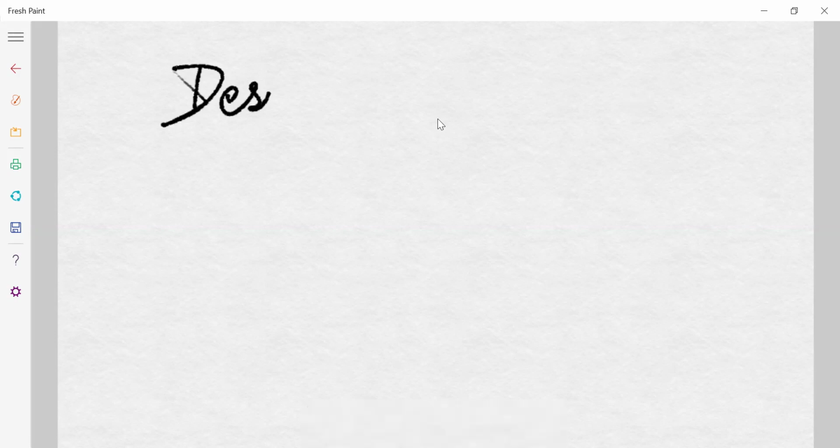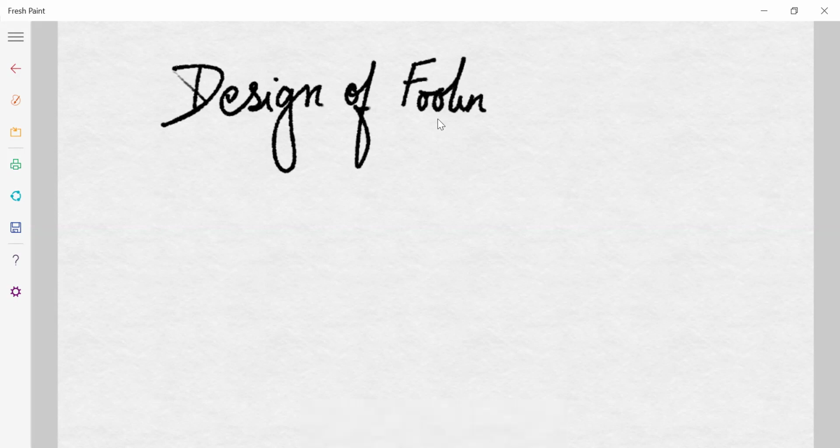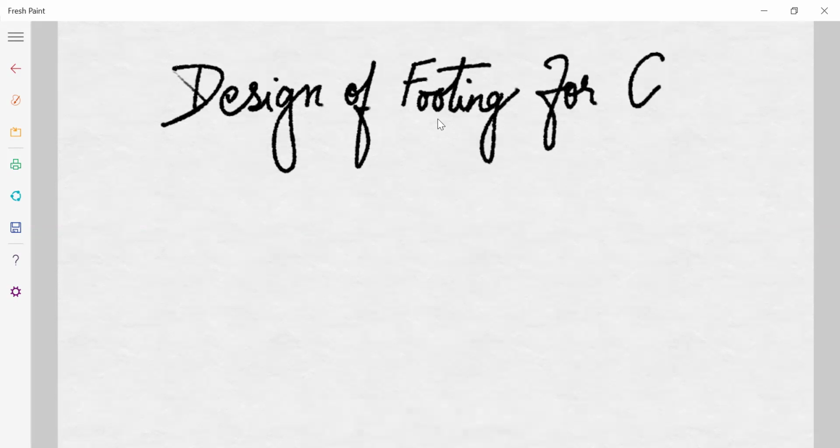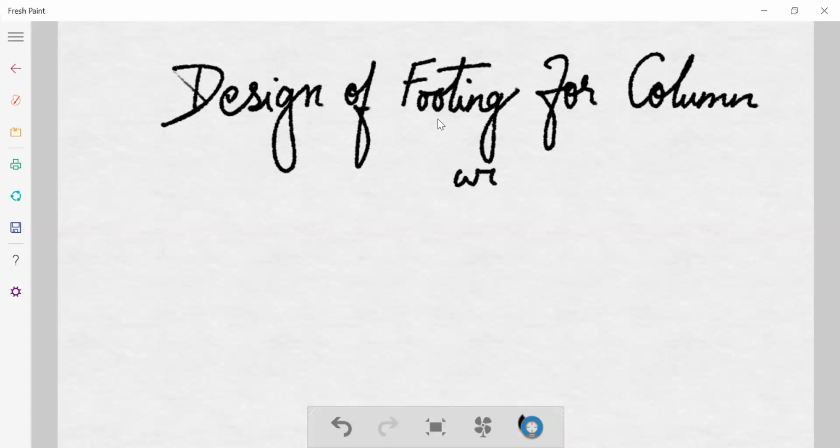So hello everyone. Today we'll be discussing a topic called design of footing for column with moment. I'm going to write it down. Design of footing for column with moment.